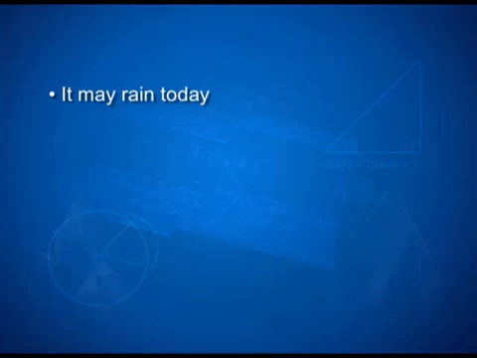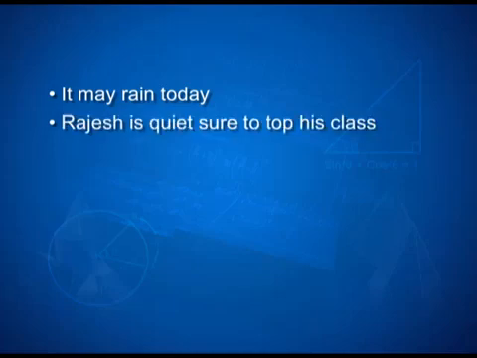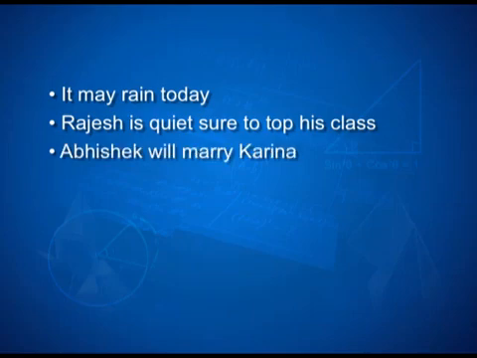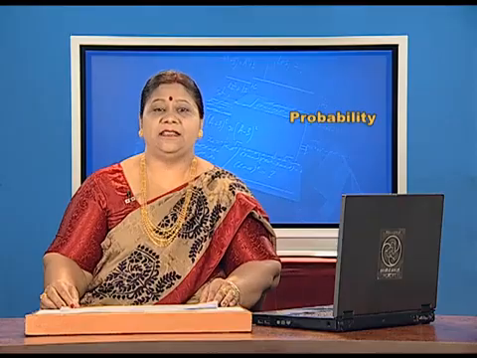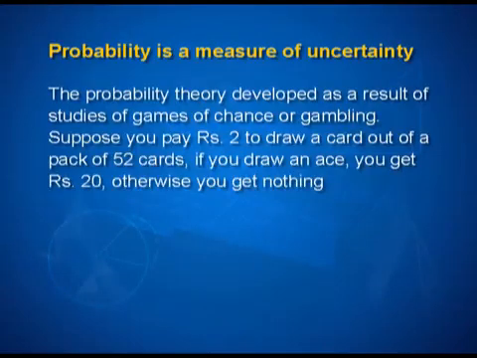It may rain today. Rajesh is quite sure to top his class. It is highly unlikely that Abhishek will marry Karina. All these statements indicate uncertainties in everyday life. Probability is a measure of uncertainty. The probability theory developed as a result of studies of games of chance or gambling.